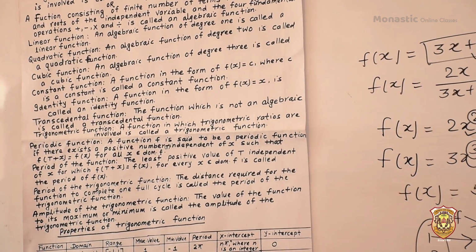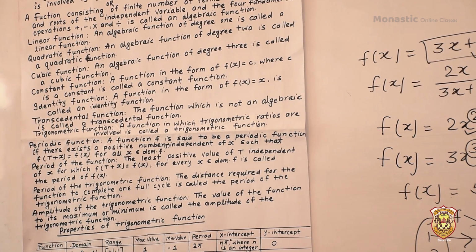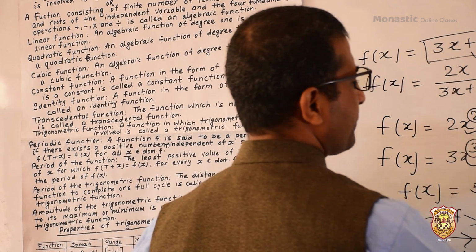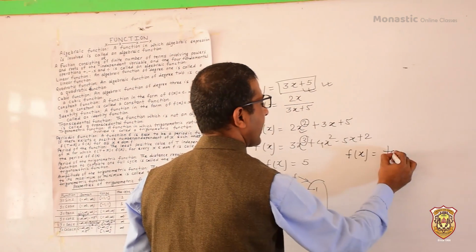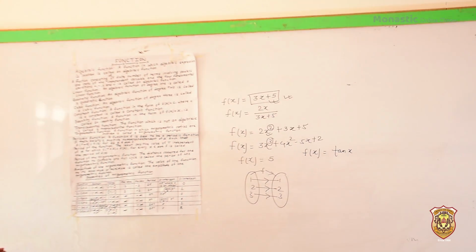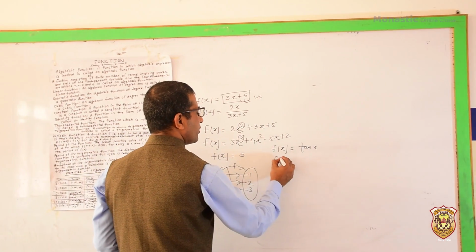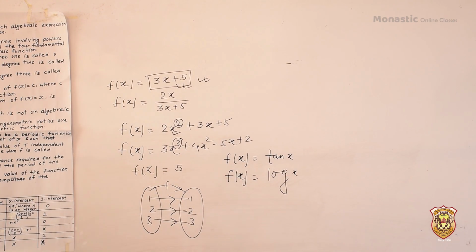Transcendental function, the function which is not an algebraic function, is called a transcendental function. Suppose that in all we have used the variables, that's an algebraic function, but instead of that, if I use 10 to the power x, now it's not an algebraic function, so it's a transcendental function. In class 10 we don't require this thing, but if it is log x, it's not an algebraic function, so it's a transcendental function.